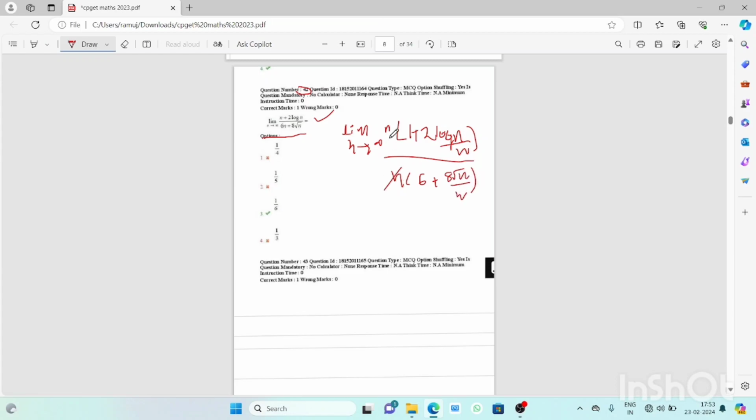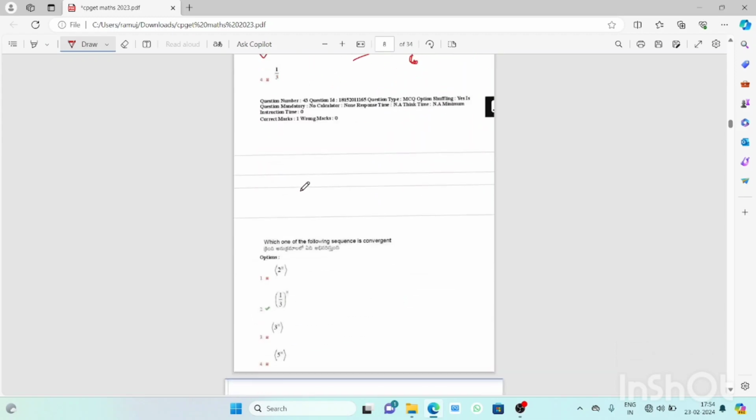So this n and n will be cancelled. If you apply the limit, you simply get 1 by 6, and these terms go to 0. If it is in 0 by 0 form, you have to apply L'Hospital's rule, but it directly goes to 0 because log n is less than the n value. So n goes to infinity means this term goes to 0, and similarly root n is less than the n value. So n goes to infinity means 8 root n by n goes to 0. So we will get 1 by 6 as the limit value of the given function.